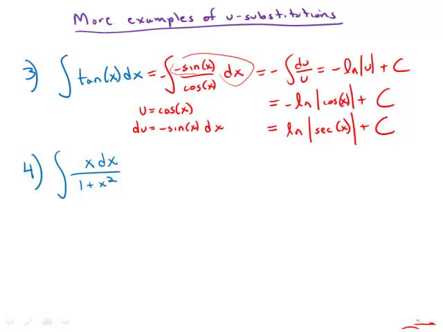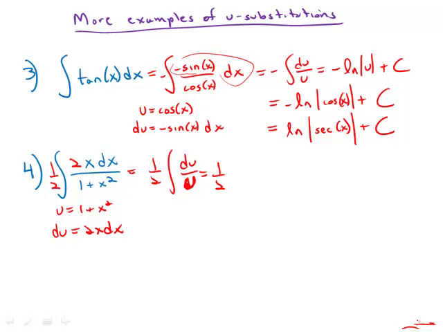Another one, also of this same form, integral of x dx over 1 plus x squared. Again, we'll try u equals 1 plus x squared. U equals the denominator. Then du equals 2x dx. So we need a factor of 2 inside, a 1/2 outside. So we get a 1/2 integral of du over u. And this is 1/2 of log of absolute value of u plus c. So 1/2 log of 1 plus x squared plus c.